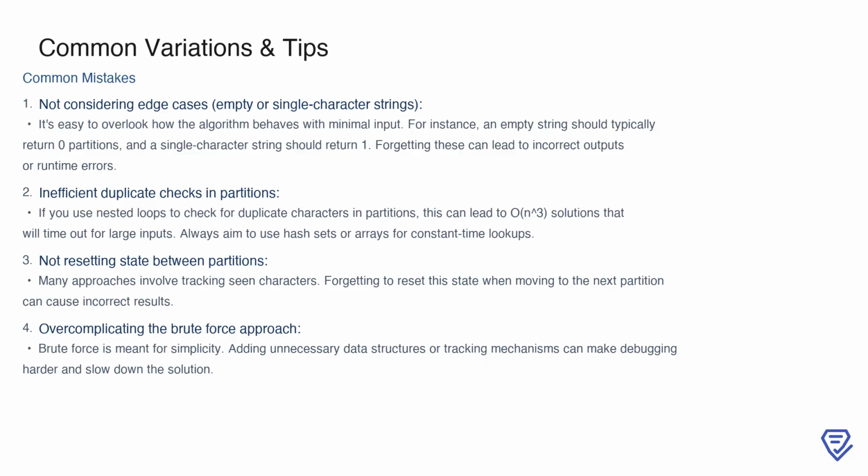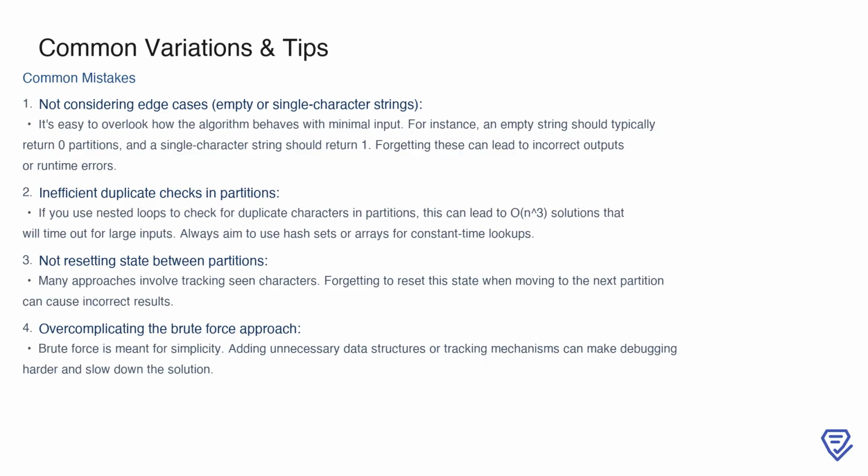Next, be mindful of inefficient duplicate checks within partitions. If you rely on nested loops to verify character uniqueness, the solution can degrade to O(n cubed), which is impractical for large inputs. Instead, use hash sets or arrays for constant time lookups and better efficiency. Another pitfall is forgetting to reset the state between partitions when tracking characters. If you don't properly clear your data structures before moving to the next segment, it can lead to incorrect results.